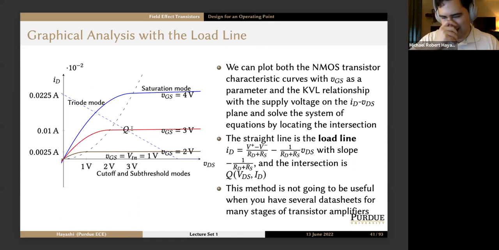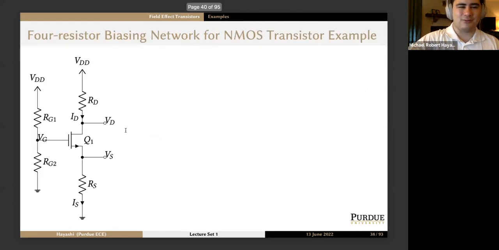I don't plan on asking many questions about this. This is mostly showing you can solve things graphically. However, it's going to be better to solve an actual biasing network, like the example we're going to cover tomorrow. Any final questions?